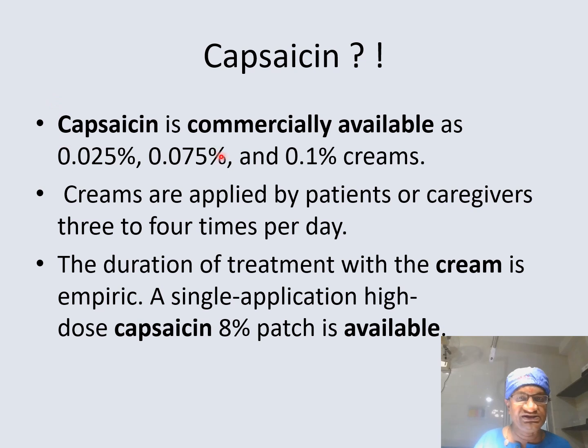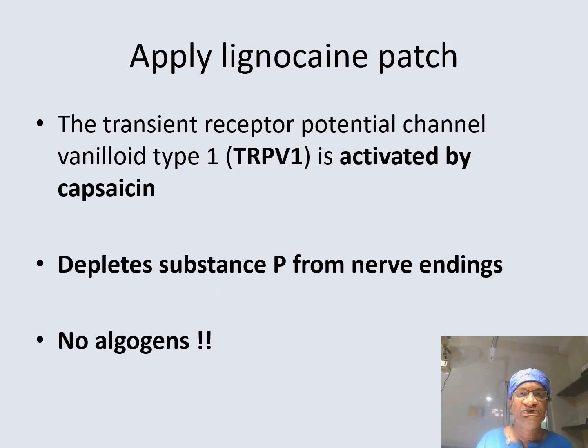Now you see capsaicin creams. An 8% patch is available as a single application treatment. It is TRPV1 activated. What happens is it depletes substance P from the nerve endings. Substance P is an algogen, a pain producing substance. Your capsaicin will completely deplete your substance P, so there is no pain. But there is a small irritation at the start.